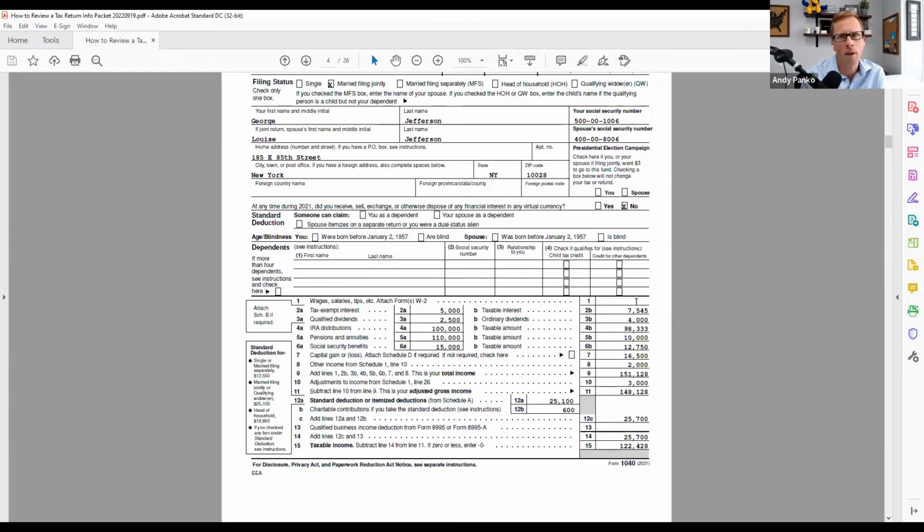Now, a lot of times this won't be a big difference. It'd be tens of dollars of tax, but I did catch one earlier this year where it was $600 of state tax that it saved the person by spotting this error.